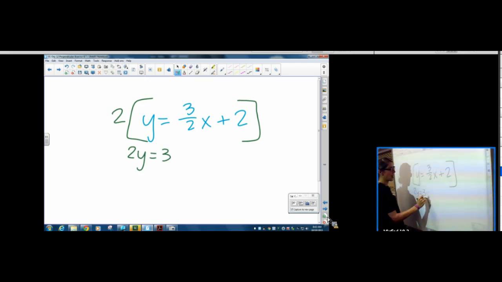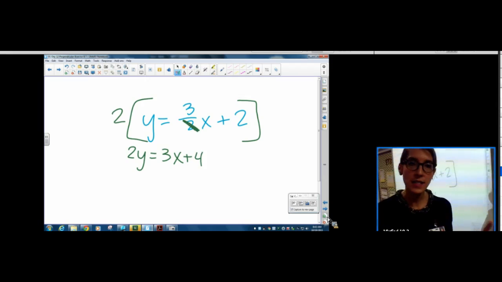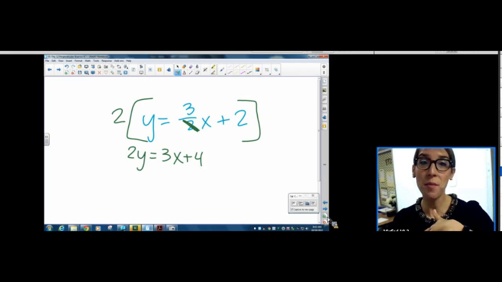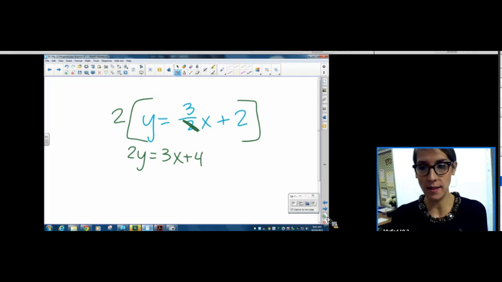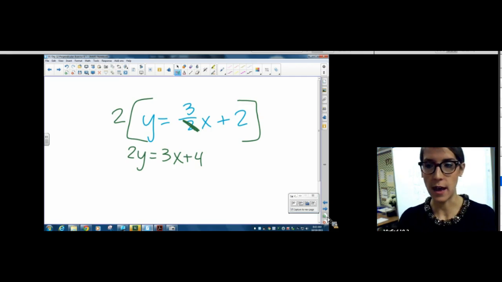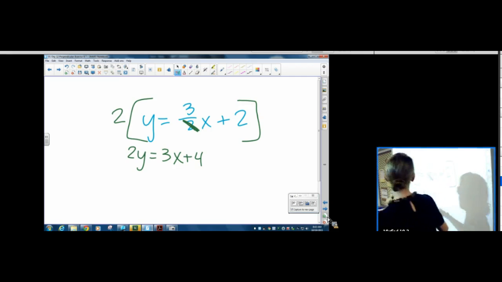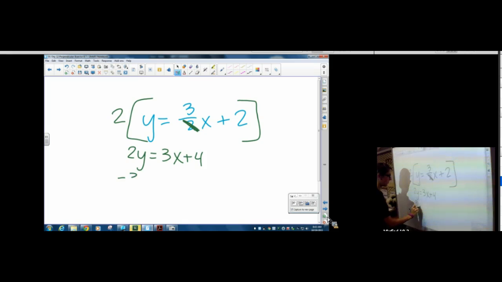2y equals 3x plus 4. Every time you take what's in the denominator and multiply everything by that number, the denominator is going to be gone, and whatever else was there will be left. So that's how I got 3. Okay? Now I'm going to move my x over. Negative 3x plus 2y equals 4.